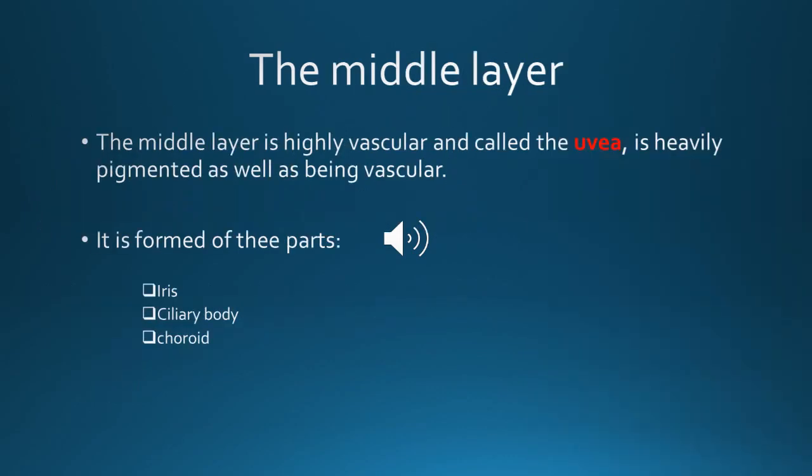The middle coat of the eye is the vascular layer, and it's called the uvea. It's heavily pigmented as well as being vascular. It's formed of iris, ciliary body, and choroid.